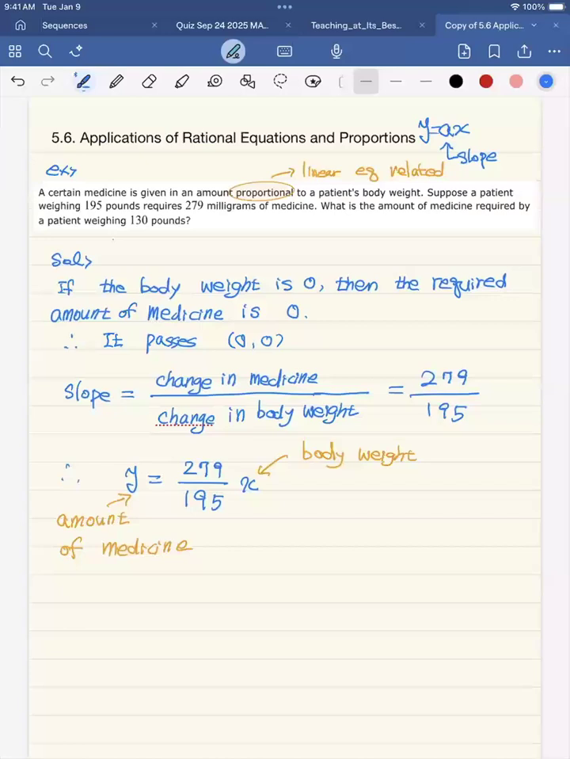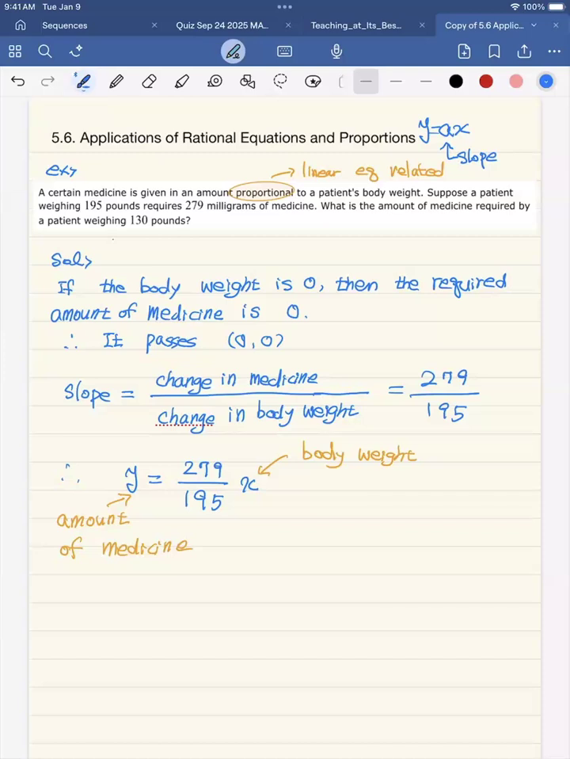What it says is, suppose a patient weighing 195 pounds requires 279 milligrams of medicine. What is the amount of the medicine required by the patient weighing 130 pounds? Here, the information about the slope will be the medicine amount, 279 milligrams of medicine for a 195-pound person.